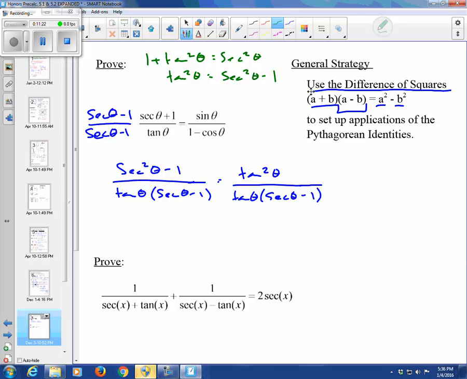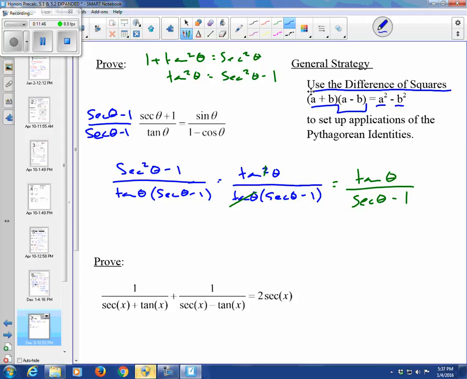Now right here, I'm going to be able to cancel one of my tans out in the numerator. And I've got tan theta over secant theta minus 1. Now this is a tricky proof because we still don't have our sine theta over 1 minus cosine theta. But one thing we can do here is change things to sine and cosine and see if we can't get there.